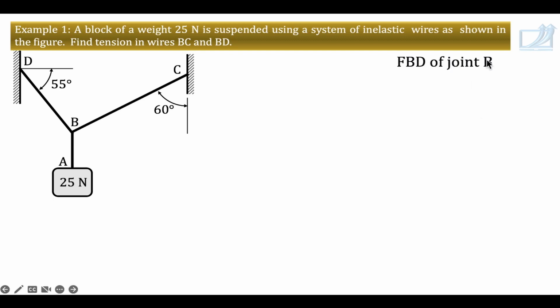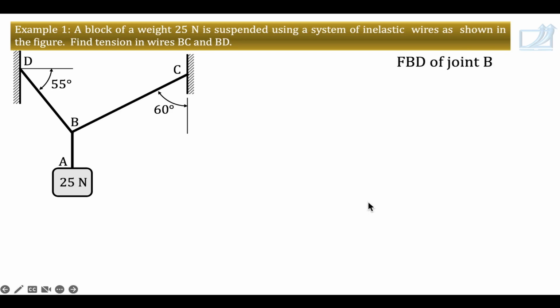So, when we say FBD of a joint B, what do you mean by free body diagram? What do you mean by FBD? So, FBD is a free body diagram. What is that? It is the diagram of a body under consideration in which we show all forces acting on the body. So when you say here FBD of joint B, it means it is a diagram of joint B showing all forces acting on joint B.